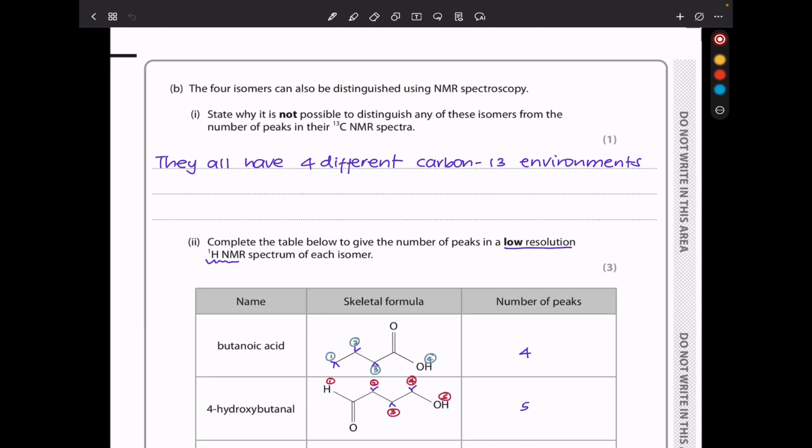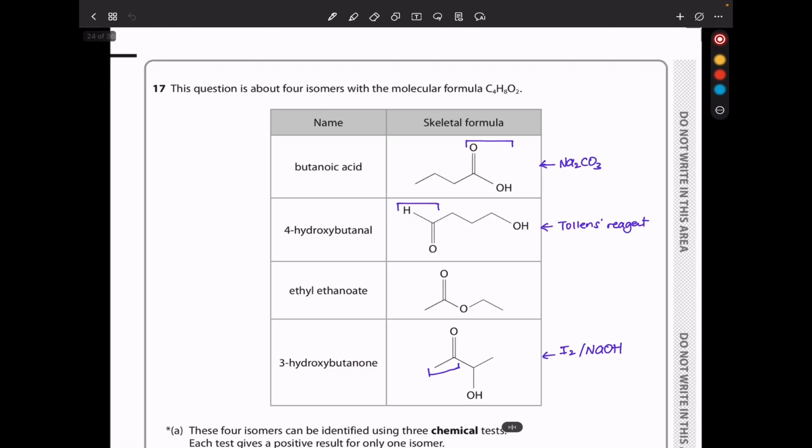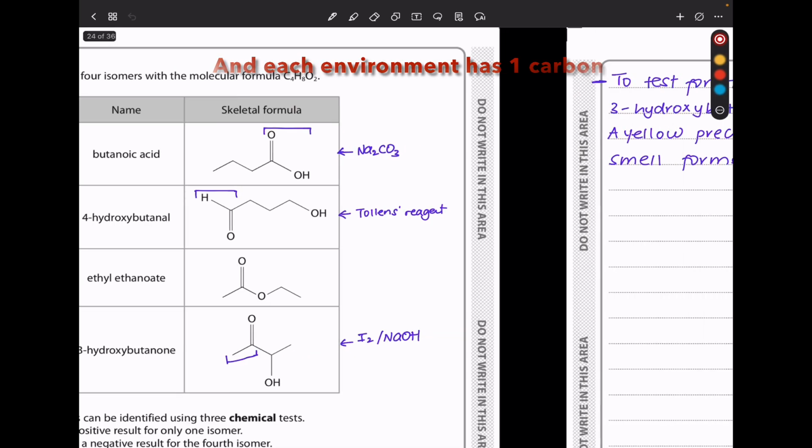In part B, the 4 isomers can also be distinguished using NMR spectroscopy. State why it's not possible to distinguish any of these isomers from the number of peaks in the carbon-13 NMR. If we go back to the isomers, we can see this has 1, 2, 3, 4 carbon environments. Here we have 1, 2, 3, 4. We have 1, 2, 3, 4. So they all have 4 different carbon environments. We cannot distinguish them using the carbon-13 NMR.